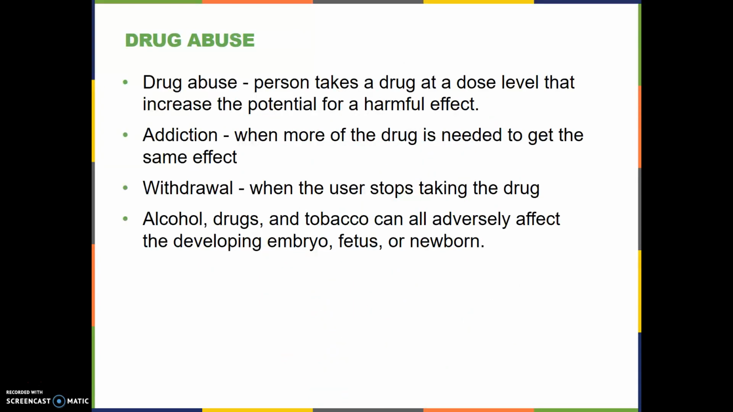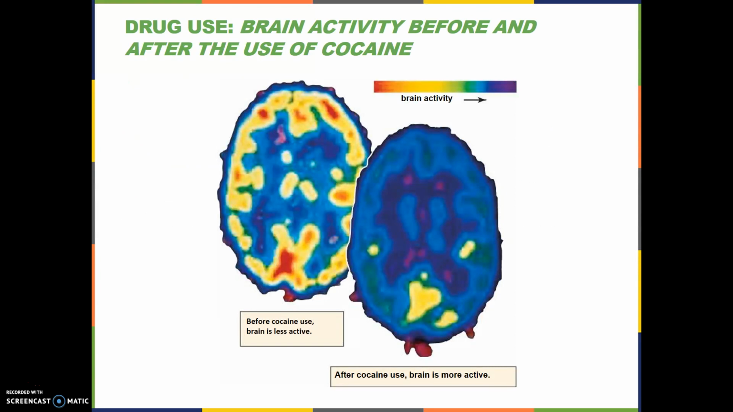So drug abuse is when a person takes a drug at a dose level that increases the potential for a harmful effect. So you're abusing the drug. Addiction is when you need more of the drug to get the same effect, and withdrawal occurs when the user stops taking the drug. Most of us are familiar with these terms, even if we haven't used drugs or alcohol. Alcohol, drugs, and tobacco can all adversely affect a developing embryo, fetus, or newborn.